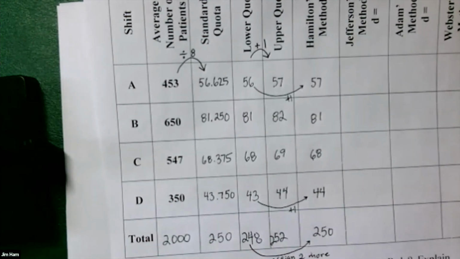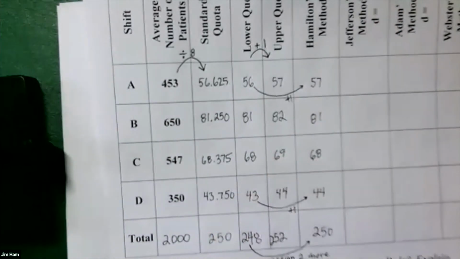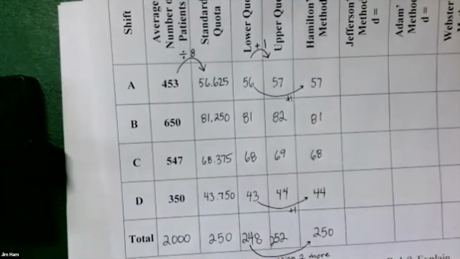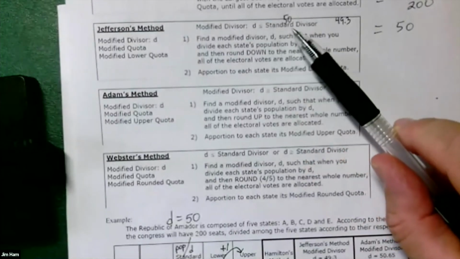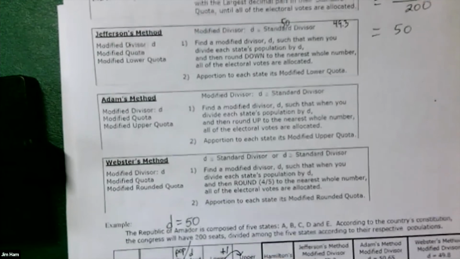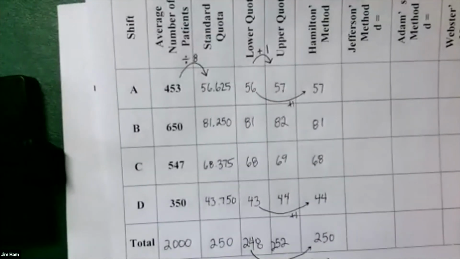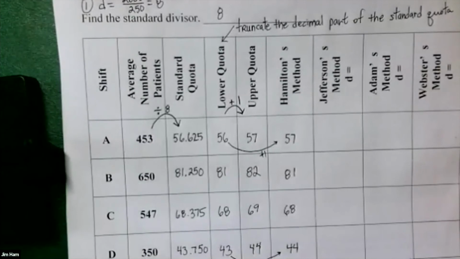All right, let's do Jefferson's method. Notice we have to come up with a modified divisor D, and you're usually not going to get it on the first try. For Jefferson's method, we want to choose a modified divisor that is less than the standard divisor. Now, the standard divisor in this case is not 50 anymore. That was in the previous problem. The standard divisor in this case is 8. So we want to go lower than 8 and then round down.